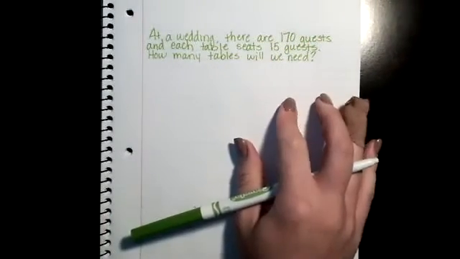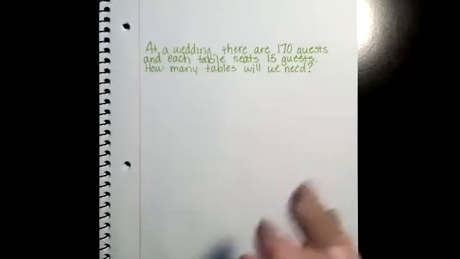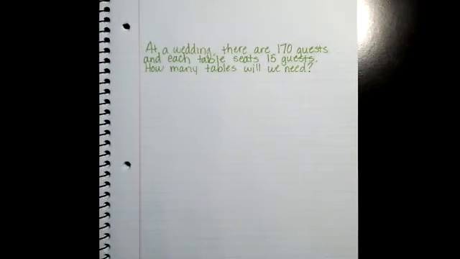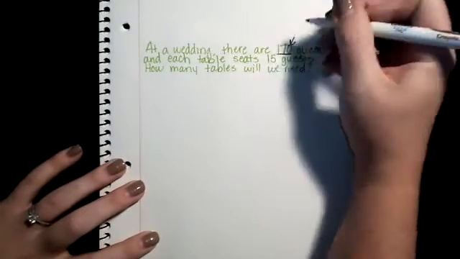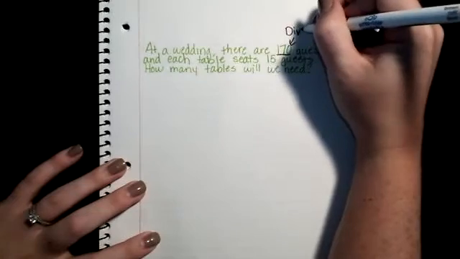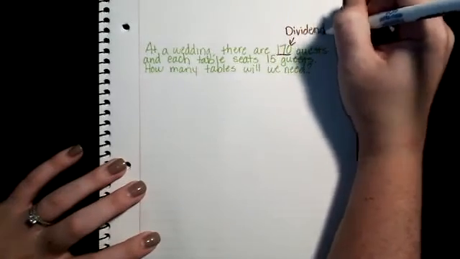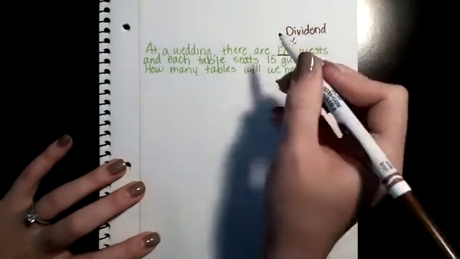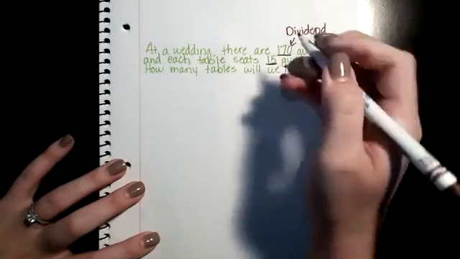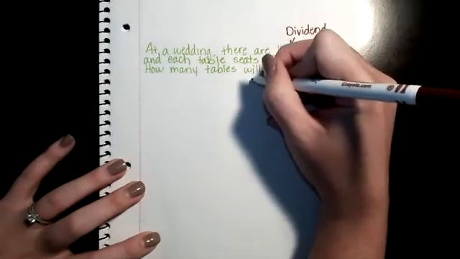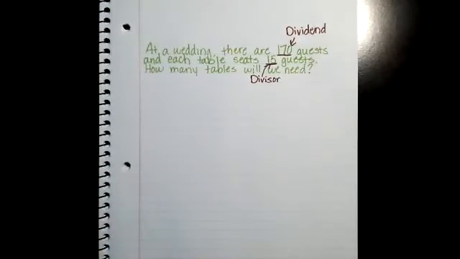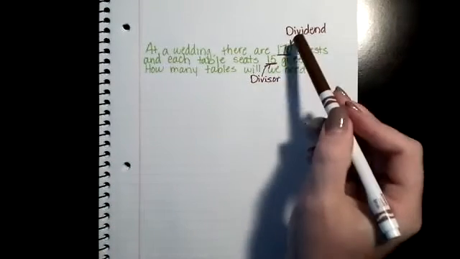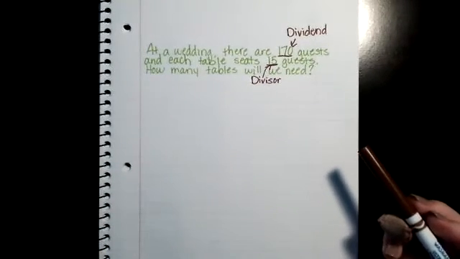All right, so before I get started, I want to label the different parts of my problem here, okay? My total number, the big number that I'm starting with, right here, that is my dividend, my big total number, okay? The number that I'm dividing by, right here, is my divisor. He's being divisive, and he's breaking apart that big number, okay?